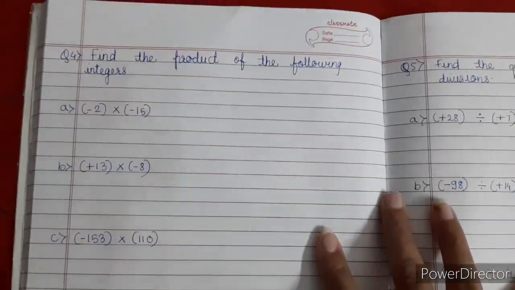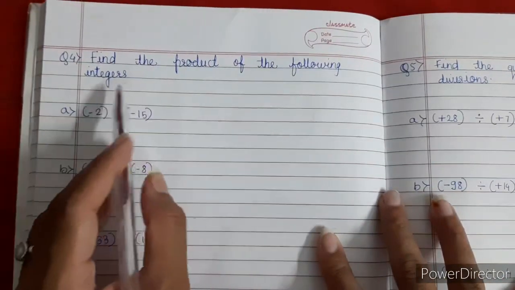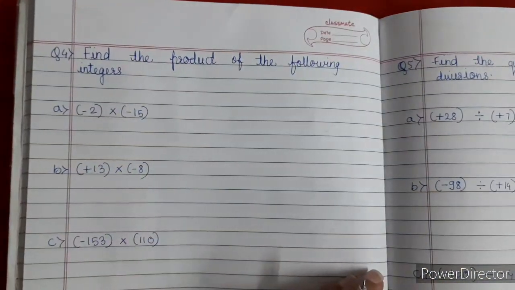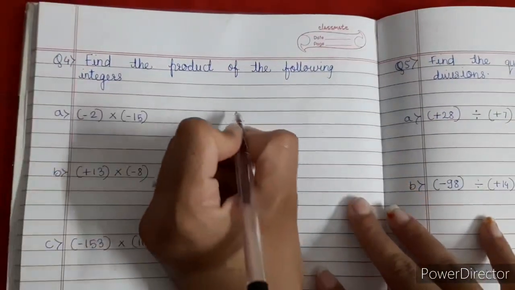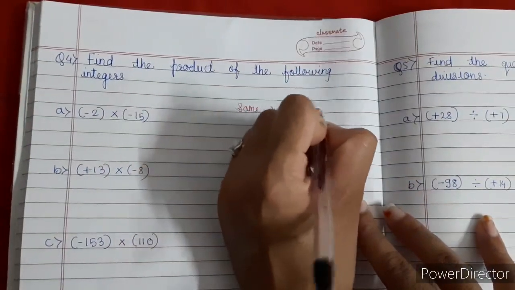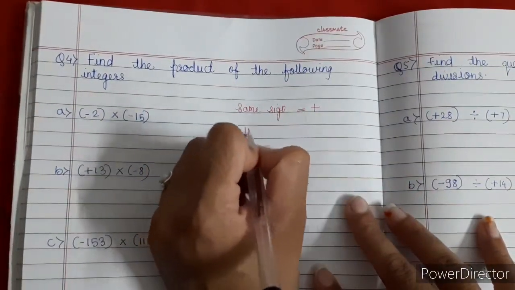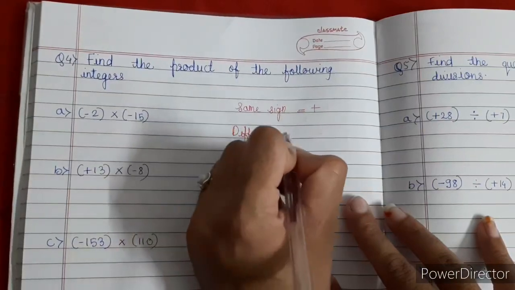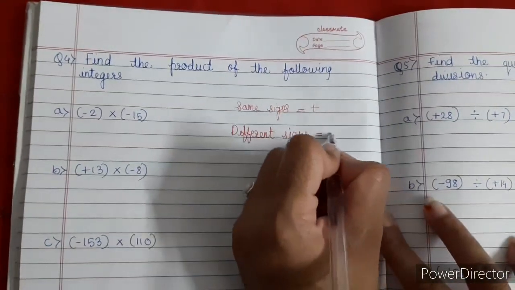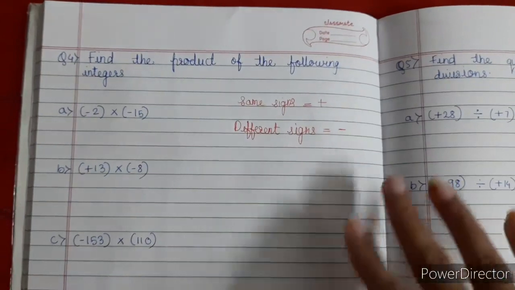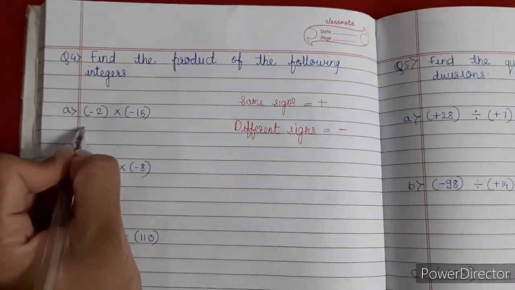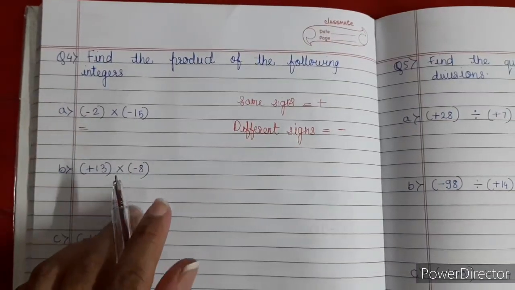Okay, next question. Find the product of the following integers. Whenever we multiply two integers, we have to know that when we have the same signs, the answer is positive, and when we have different signs of the numbers to be multiplied, the answer is always negative. And we multiply as usual. So let us have a look at our first example.